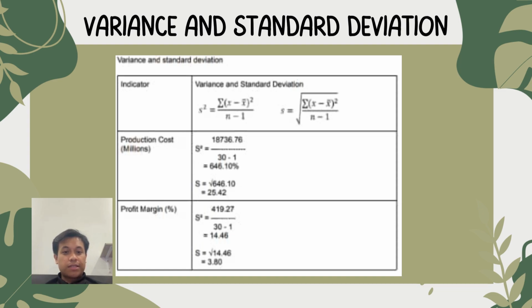The average production cost for each company deviates from the mean by 25.42 million, according to the standard deviation for production cost, because it is expressed in the same unit. This figure is simpler to comprehend than variance. The dispersion of profit margin expressed as squared percentage is represented by the profit margin variance, which is 14.46% squared. The profit margin standard deviation is 3.80%, meaning that each company's profit margin typically deviates from the mean by 3.80%. Because it is in the same unit, it is easier to understand.